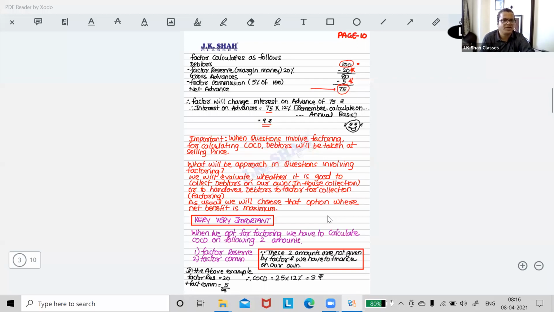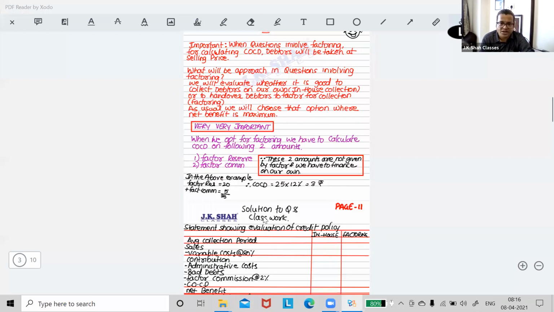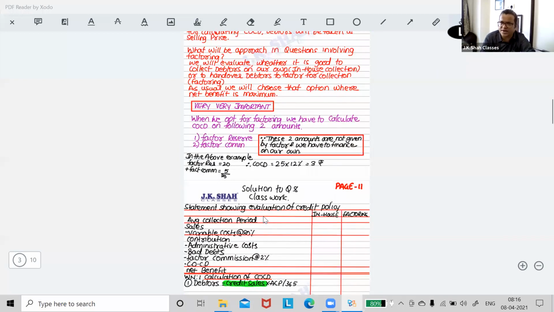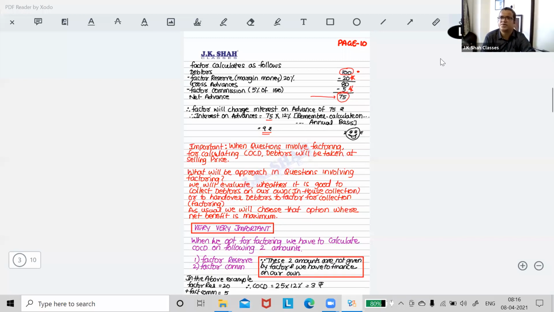But here comes a question. Wait. You need two sides for writing this. After question number 7, you'll be writing this. So do one thing right now in your notebook: put the heading factoring. Put the heading factoring. You also put the heading factoring.